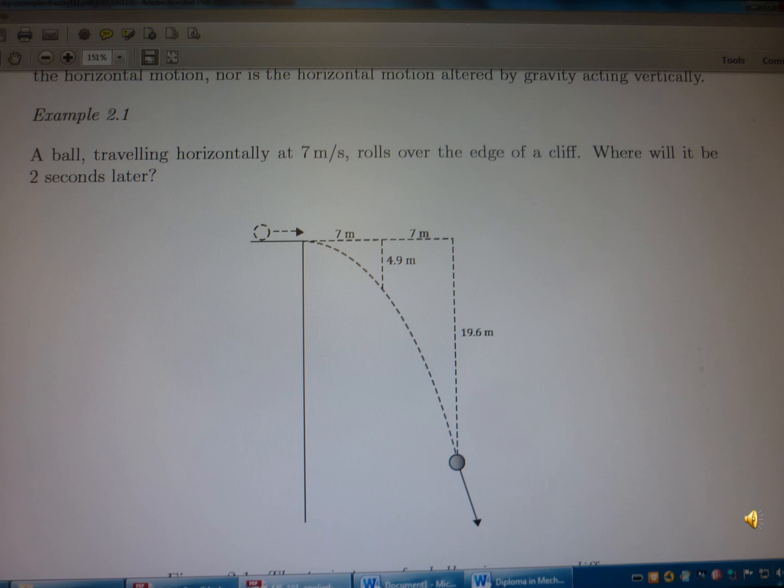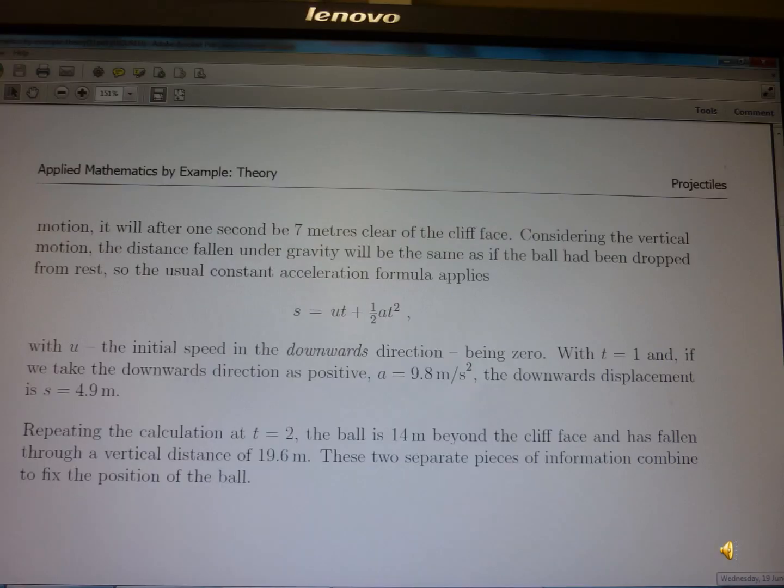We write the equation. The motion is constant acceleration, so s equals ut plus half at squared. Here u is the initial speed in the downward direction, and t is equal to 1 second. Taking the downward direction, a is equal to 9.8 meters per second squared.